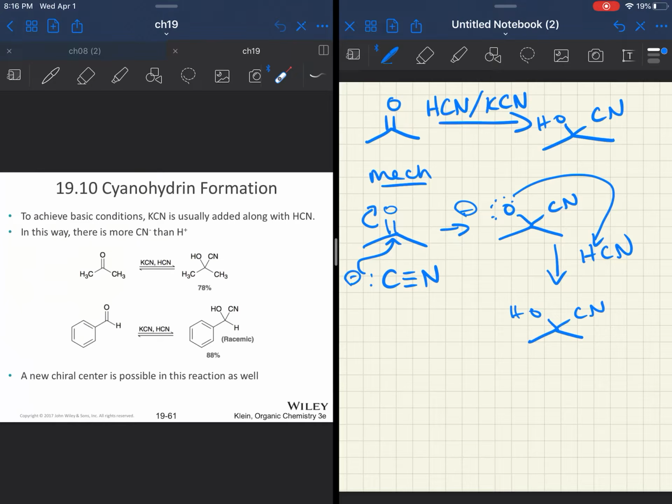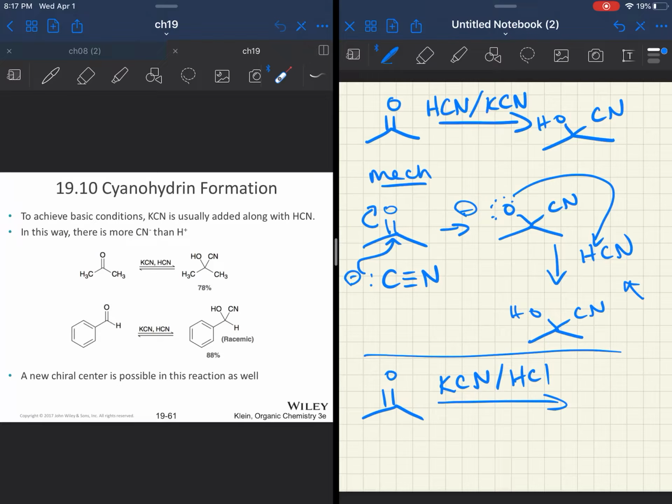Now, something that you don't necessarily see on the slides, but is important, is the variable acid situation. HCN is dangerous, right? It's toxic. There's a lot of hazards in working with it, and people frequently don't want to work with it. And since you really just need a catalytic amount of the acid, often you will see KCN paired with HCl.